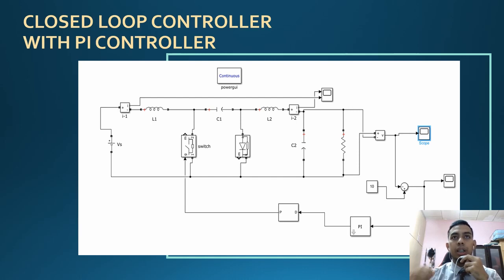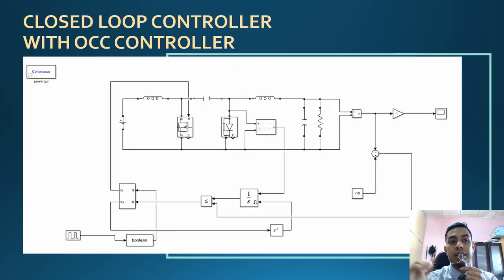PI controller uses the error signal as the control loop feedback. The generated control signal is sent to the system and the operation is repeated until the steady state error is minimized. So, the OCC controller uses constant frequency and the diode voltage is integrated and compared with a control reference. As soon as the integrated diode voltage reaches the control reference, the transistor is turned off and the integrator is reset to 0.